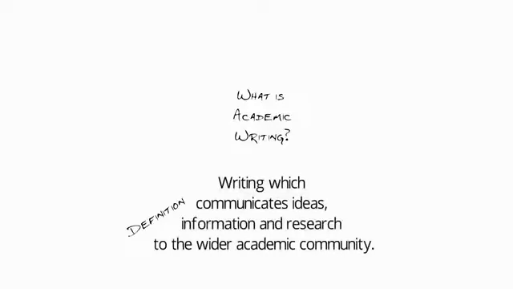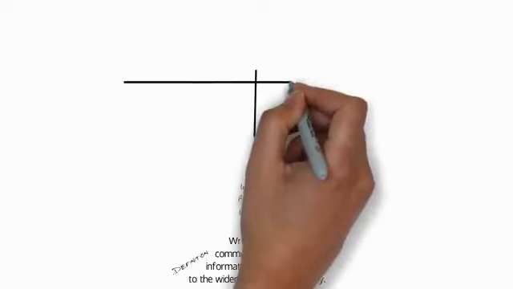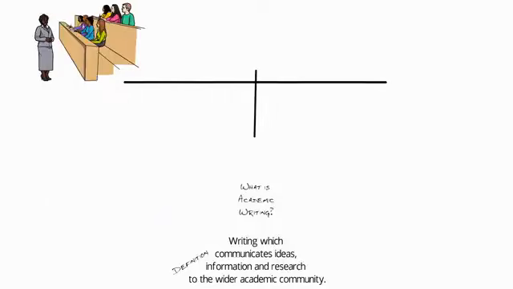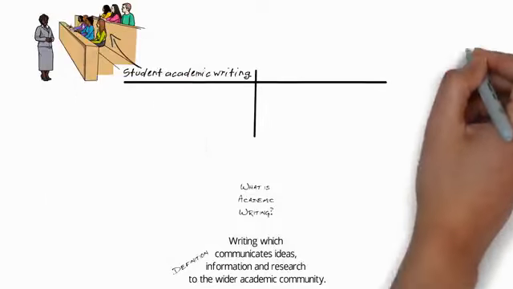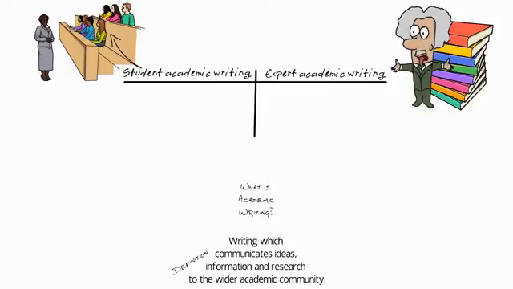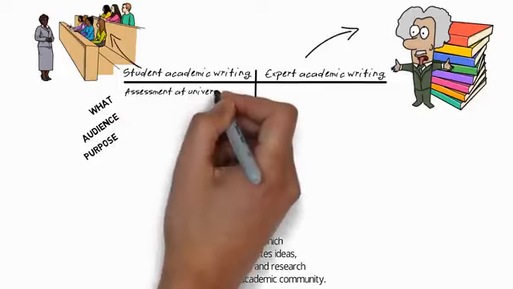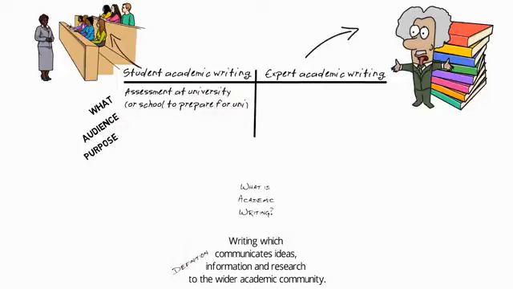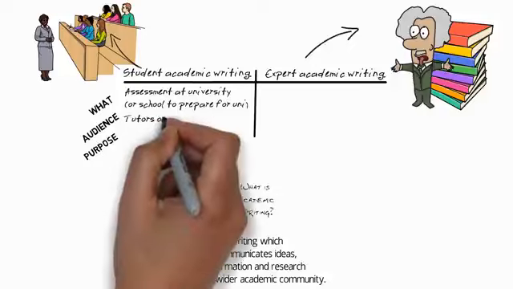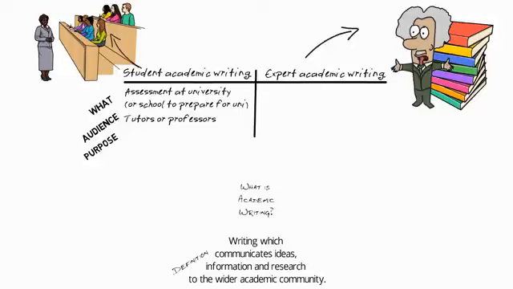So, academic writing is writing which communicates ideas, information and research to the wider academic community. And it can be divided into two types, student academic writing and expert academic writing. These two forms differ in terms of what they are, the audience and the purpose. Student academic writing is used as a form of assessment at university, or it may also be used at schools in preparation for university study. The audience will be your tutors or professors at university, and the purpose is to demonstrate learning.